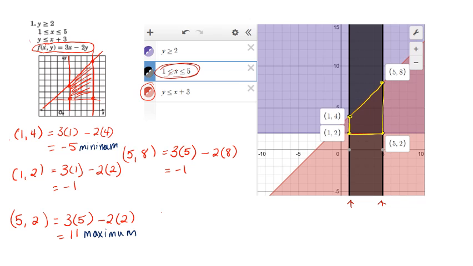Is that how you spell minimum? I don't think so. Minimum. Oh my gosh. Okay. Minimum.